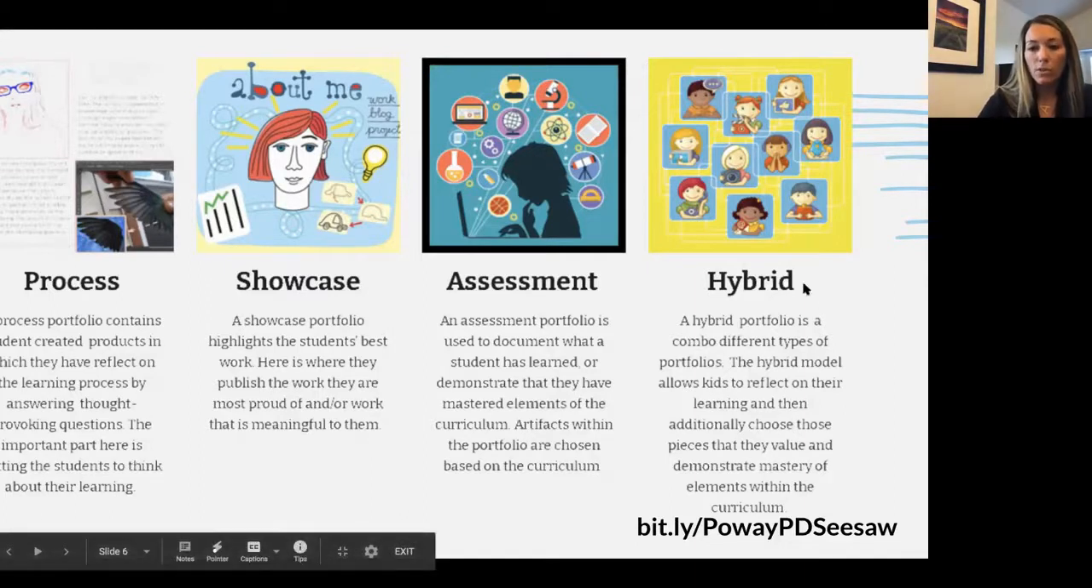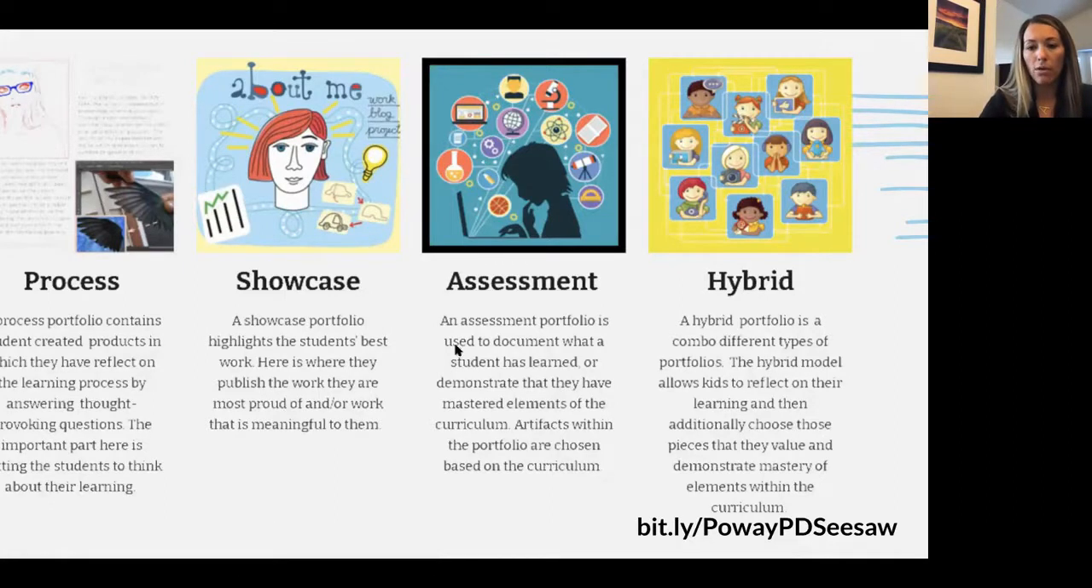The one that seems to be most commonly used is a hybrid portfolio. A hybrid portfolio is a combination of all of these different types of portfolio, right? It allows students to reflect on their learning, and they can choose pieces that they value and demonstrate mastery of the elements. So in a hybrid portfolio, both the teacher and student are involved in choosing what pieces are added into their portfolio. It could be demonstrations of learning, it can be assessments, it could be showcase pieces that they've done outside of school and they want to share with you.